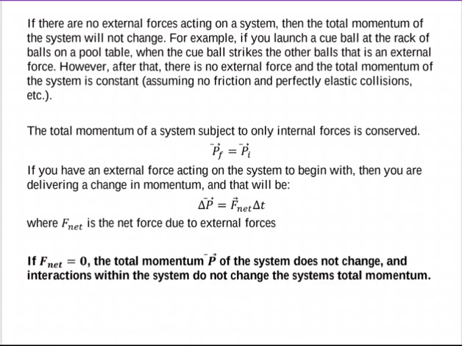Okay? So if you have an external force acting on the system to begin with, then you're delivering a change in momentum, and that change will be delta total momentum equals F net times delta t.